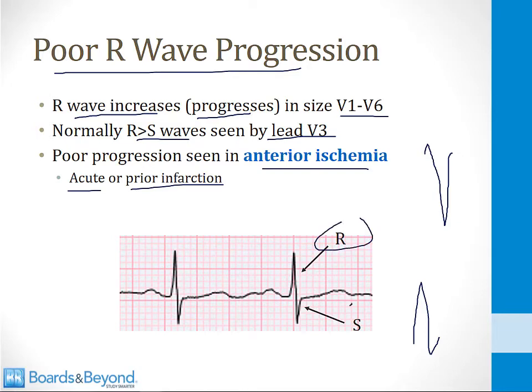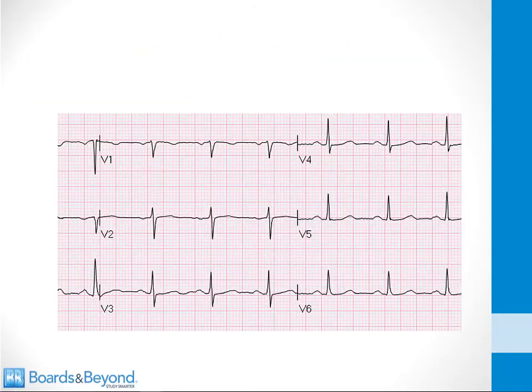This is the R wave, and this is the S wave. Here's a normal ECG. In lead V1, notice that there's a very tiny R wave and then a deep S wave. When we get to V6, there's basically no S wave, it's all R wave. And as we go from V1 to V2 to V3 and on to V6, the R wave gets progressively bigger. By the time we get to V3, we have a taller R wave than we do an S wave. And by the time we get to V4, the R wave clearly dominates. This is a normal progression of the R wave.